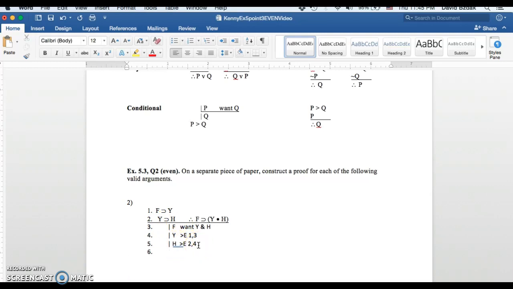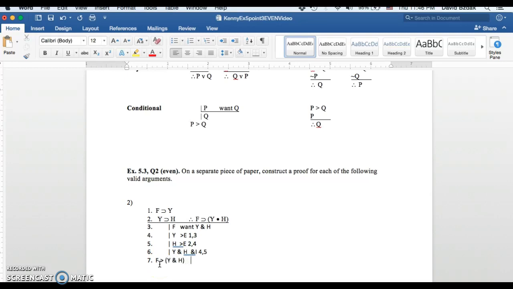Now we can put those together, Y and H, because that's what we want to get. Conjunction introduction of 4 and 5. So line 4 and line 5, put them together in a conjunction. And again, that Y and H, that's what we wanted. So that finishes our subderivation. We come back to this original, this is called the scope line. Come back to this original scope line and we write our conclusion.